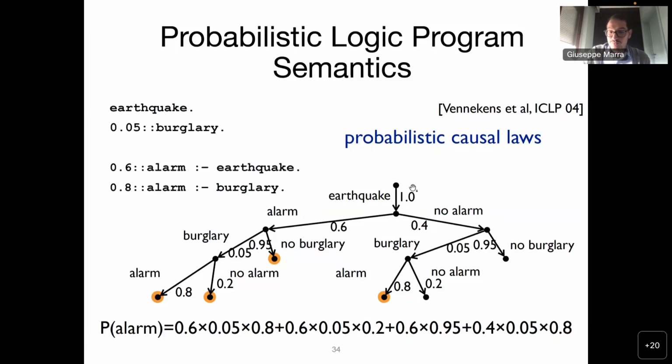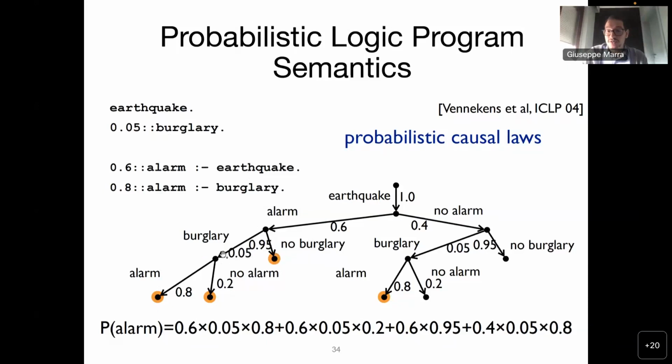Then we have to make a second choice, and we can start with this rule. Since earthquake is true, we can use this rule, and we know that this rule fires in 60% of the cases. So in 60% of the cases, alarm is true. In the remaining 40% of the cases, alarm is not true. Once we are in this intermediate program, then we have to make the choices for all the other facts. So we can pick these other facts, for example burglary, which is true with 0.005 and is false with 95%, and go on and so forth.